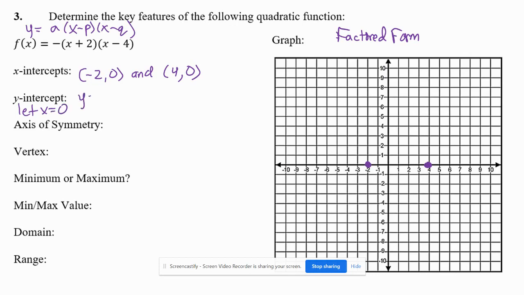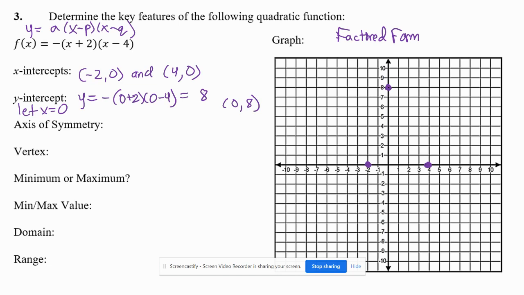We plug that into the equation, so we have y equals negative (0 plus 2)(0 minus 4). If you enter that correctly, 0 plus 2 gives you 2, times a negative 1 gives you negative 2, times negative 4 gives you a positive 8, which tells us that there is a y-intercept at (0, 8). So we can go ahead and graph that as well.